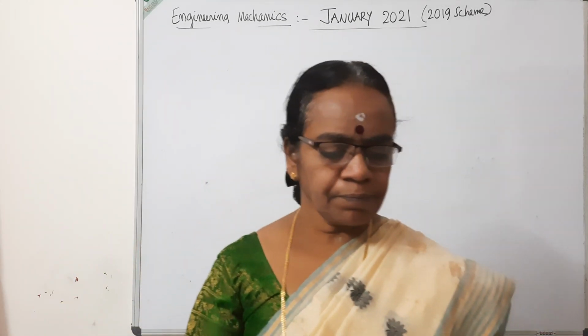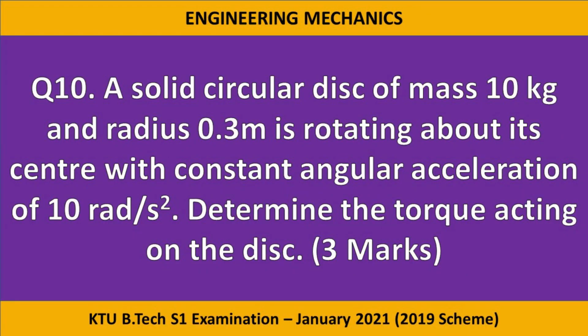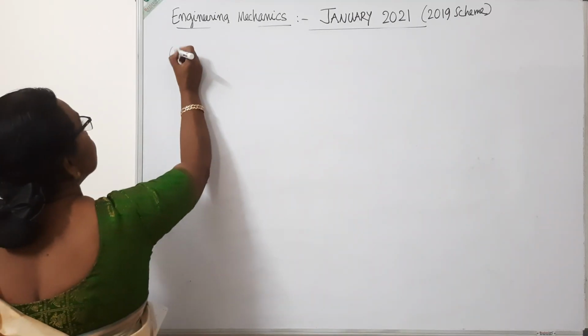Question number 10. A solid circular disc of mass 10 kilogram and radius 0.3 meter is rotating about its center with constant angular acceleration 10 radian per second square. Determine the torque acting on the disc.